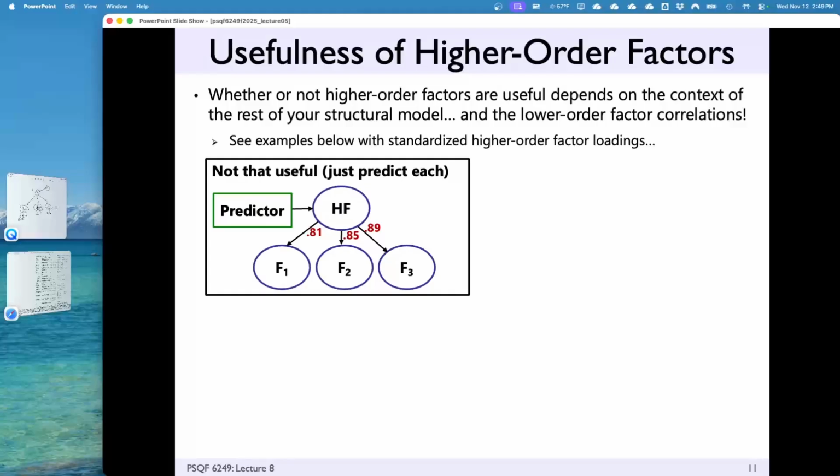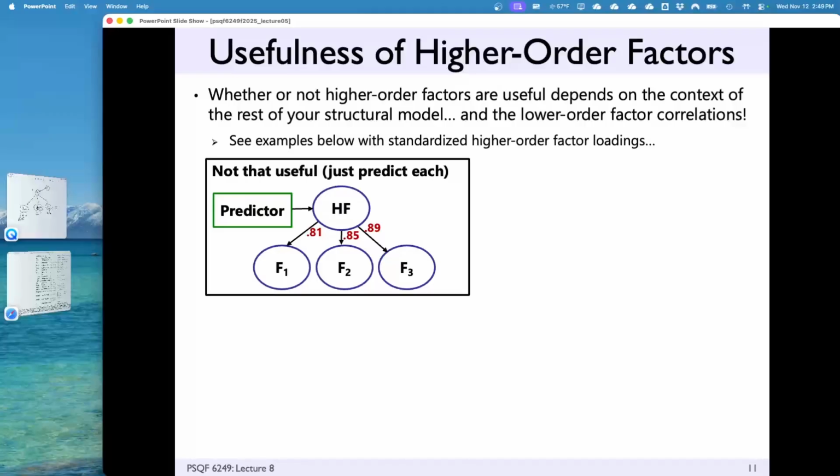Whether or not higher order factors are useful depends on the context of the rest of the structural model, and of course, how correlated those examples are. So here is not that useful, right? You've got a predictor predicting a higher order factor where the lower order factor loadings are very, very high. What's this telling us, right? Just predict each one separately, right?